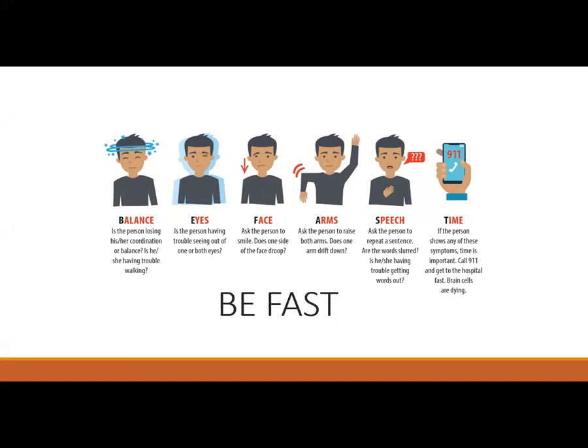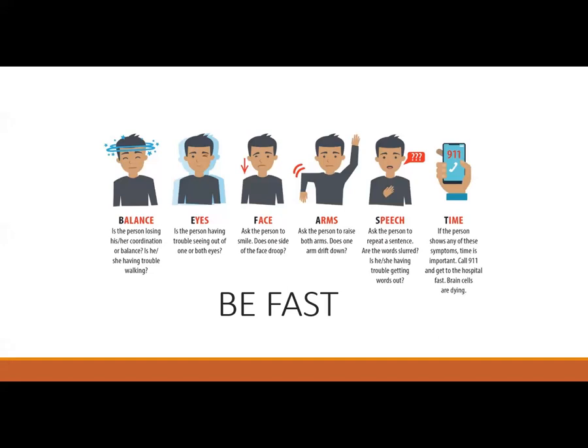With balance, is the person losing his or her coordination or balance? Is he or she having trouble walking? The next one is the eyes. Is the person having trouble seeing out of one or both eyes? Face: ask the person to smile. Does one side of the face droop? Arms: ask the patient to raise both arms. Does one arm drift? Speech: ask the person to repeat a sentence. Are the words slurred? Is he or she having trouble getting words out?